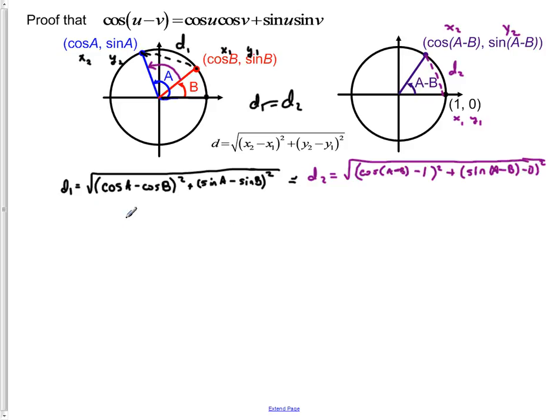Now, one of the first things that we can do is we can say, well, if the square root of the left-hand side is equal to the square root of the right-hand side, we can just get rid of the square roots altogether, because the quantities under the radicals must equal each other.